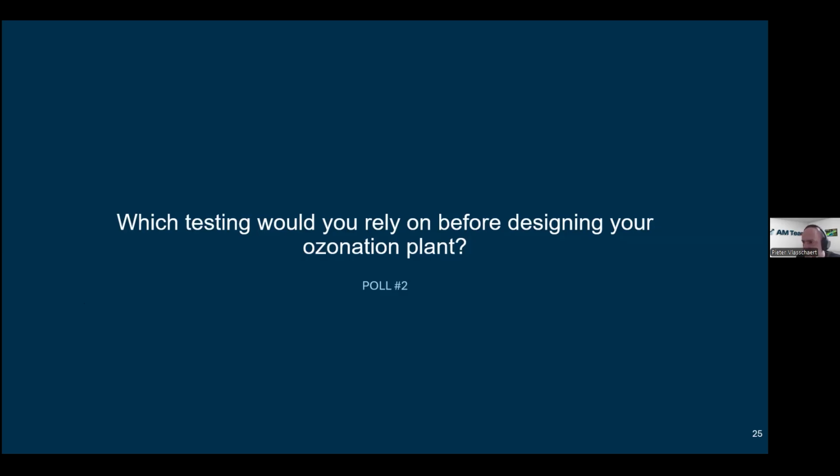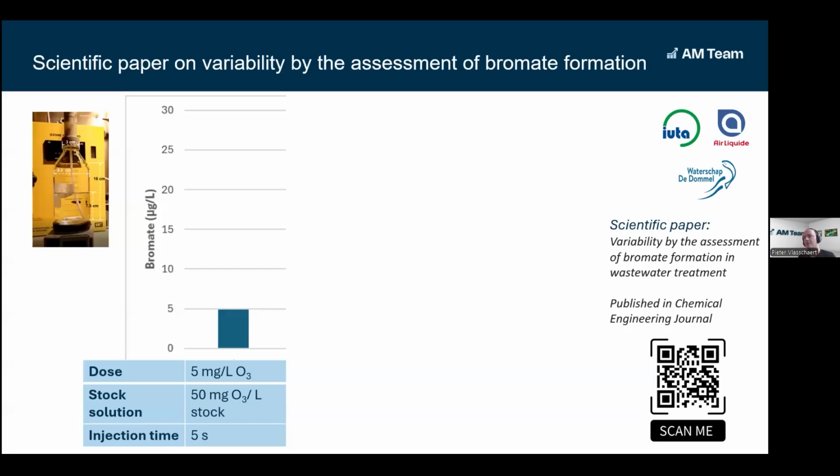Good. Well, I just want to show you one slide on a study we did together with Utah and the lab in Germany, and with Air Liquide, and also with samples from multiple plants, including waterborne to Dommel. This is actually a scientific paper on the variability in the assessment of bromate formation. So how you do the assessment also will have an influence on your results.